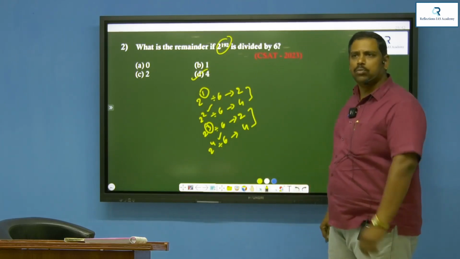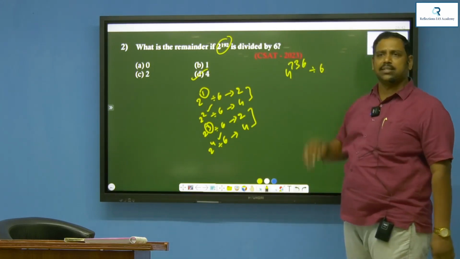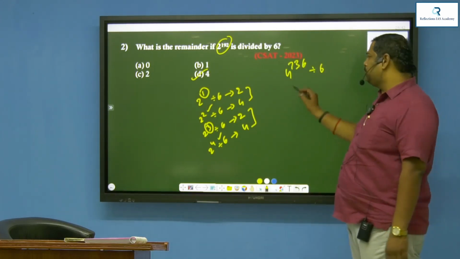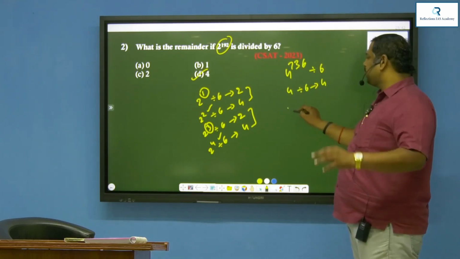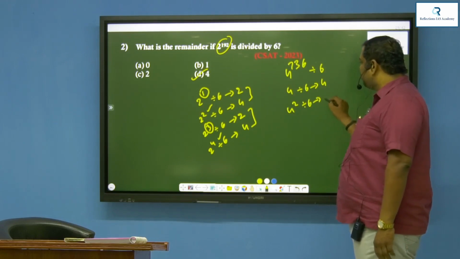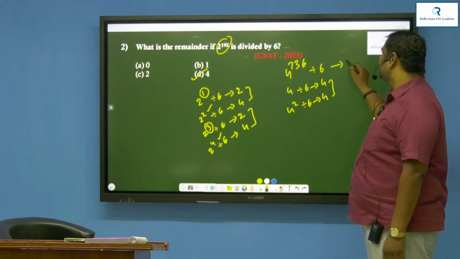Sometimes, suppose it is not 2, he gave 4. Okay, 4 power 736, when you divide with 6, what is the remainder he is asking? Okay. The beauty of 4 is, 4 power 1, when you divide with 6, the remainder will be 4 only. 4 square is 16, divided by 6, the remainder is 4 only. Means always the same number. Whatever the power you raise, the remainder will be 4 only.